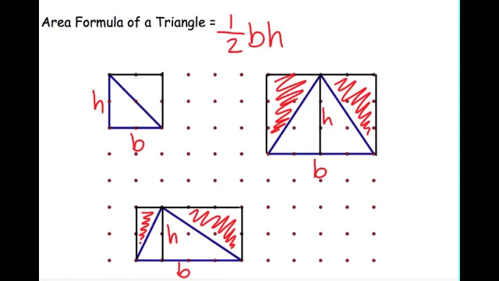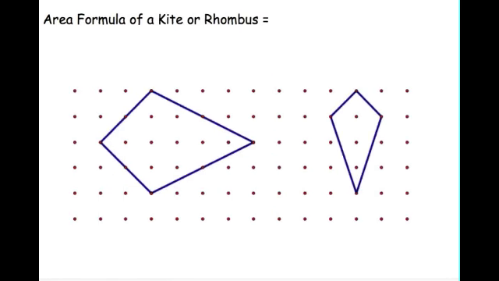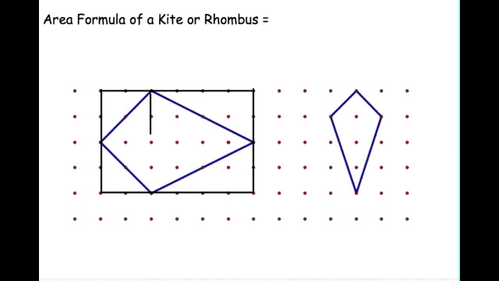All right, so this is what your triangles should look like. On to the kites and rhombus. So what we're going to do is draw a rectangle around this kite. And what we're going to find is that the base and the height of this rectangle is going to be the same as the diagonals of this kite.